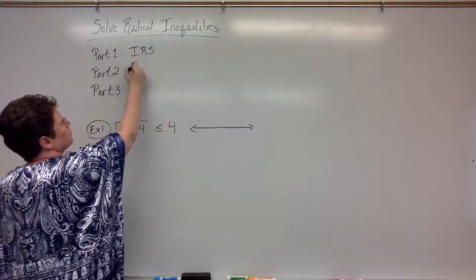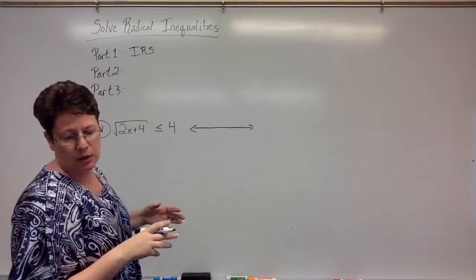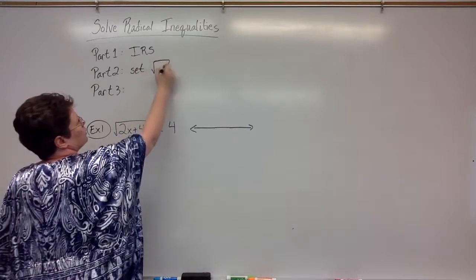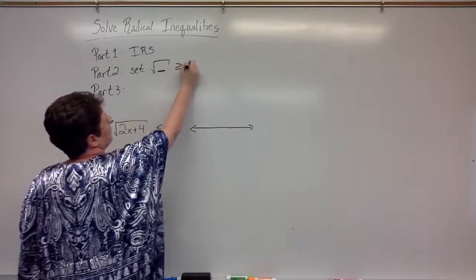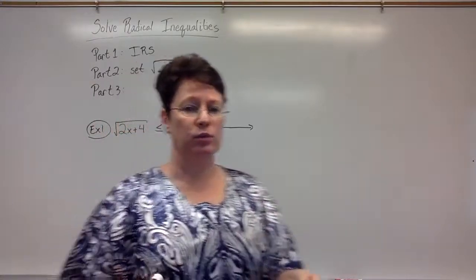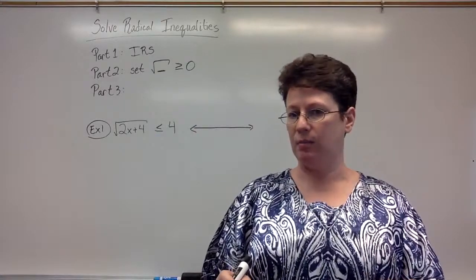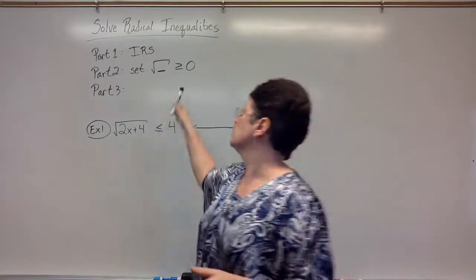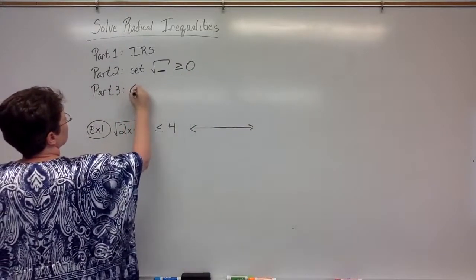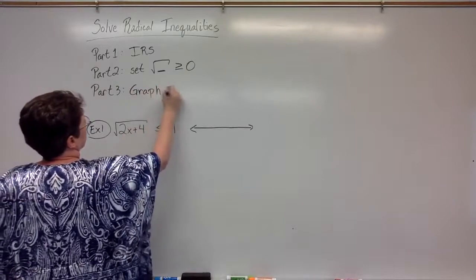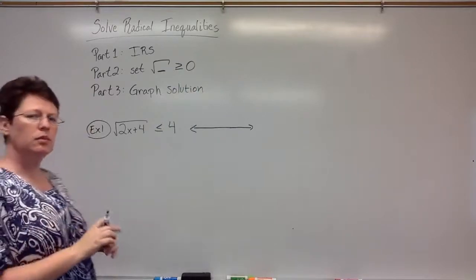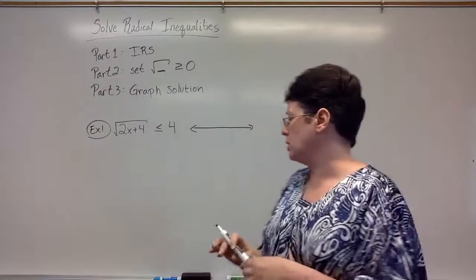Part two is the insides. We're going to set the stuff under the radical greater than or equal to 0, because we're doing square roots, and for square roots, we cannot have imaginaries. We're not going to have negatives, so we want it greater than or equal to 0. Part 3 is to graph your solution on the number line. Three parts. First part, same old, right?